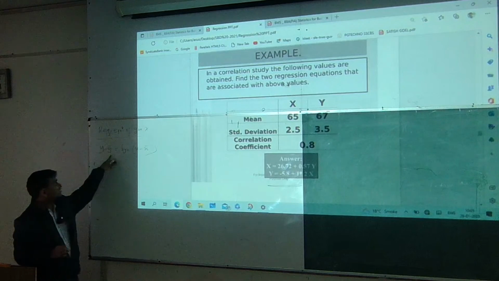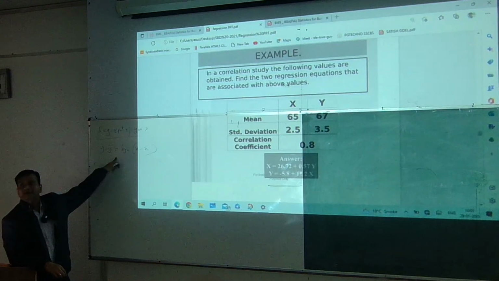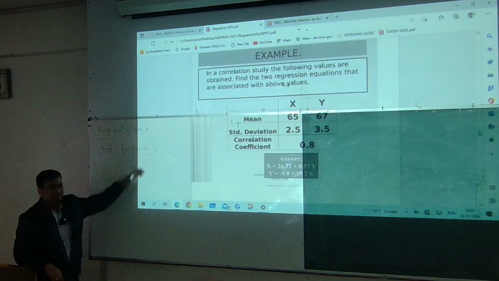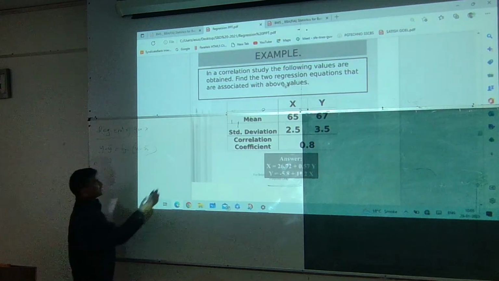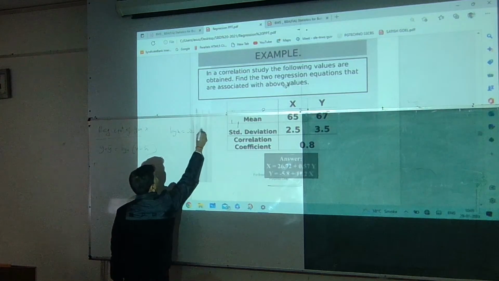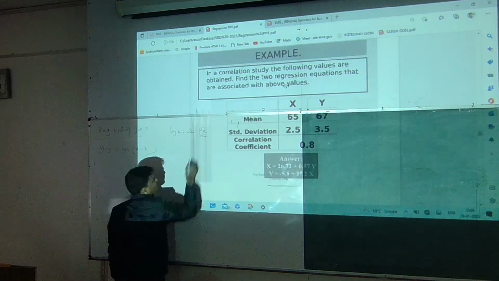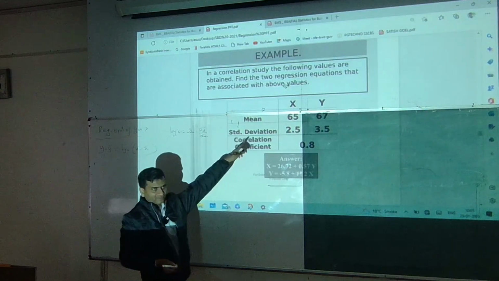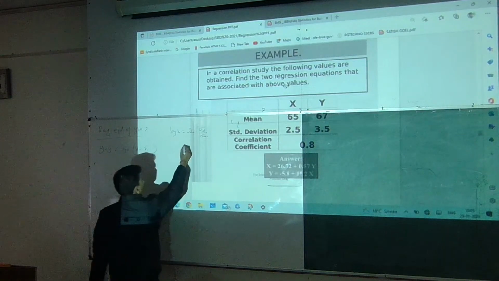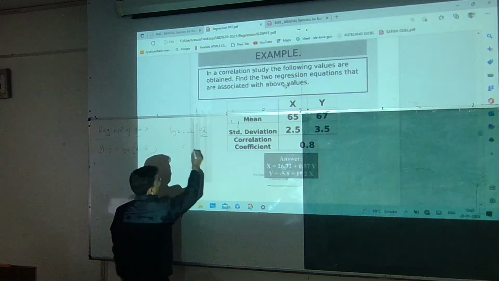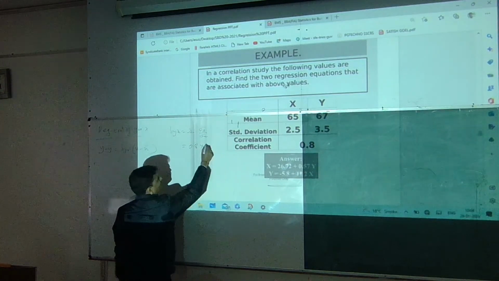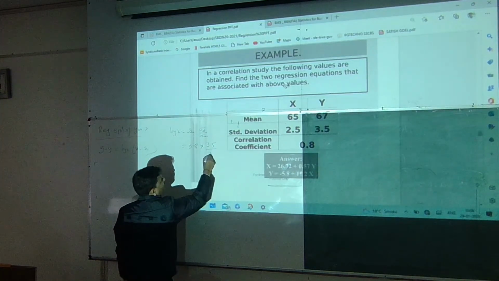देखिए, फर्स्ट रिग्रेशन इक्वेशन का फार्मूला मैंने ऑलरेडी लिखा है। ये क्या होता है? y minus y bar equal to b_yx into (x minus x bar). Now what is b_yx? b_yx is equal to r into sigma y upon sigma x. Now already given mean, okay, मीन दिया, स्टैंडर्ड डेविएशन दिया हुआ आपको, तो इसमें पुट कीजिए। b_yx would be r, क्या है मेरा 0.8, into sigma y कितना है मेरा 3.5, upon 2.5.